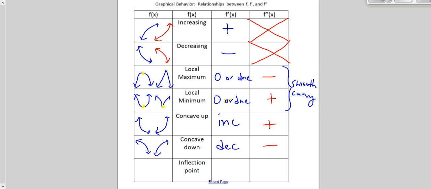Okay, back to the chart. So an inflection point is a point where the concavity changes. So maybe it goes from concave down to concave up, or it could be the other way around, somewhere in there. We don't necessarily know anything about the first derivative at that point, but we do know that at that point, the second derivative equals 0 or does not exist. Because in order for concavity to change from positive to negative or negative to positive, you have to pass through 0 or have some kind of a break.